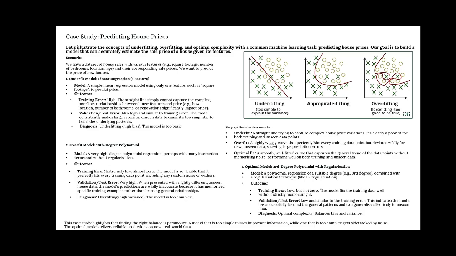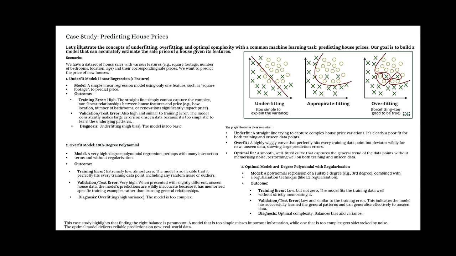In the optimal model, finally, we can see a third-degree polynomial with regularization. This model would have low training error and similarly low test error, showing it has generalized well. This ideal scenario is depicted in the middle image, appropriately, where the curve smoothly captures the general trend of the data without memorizing the noise. This case study shows that finding the right balance is everything. A model that is too simple misses key information, while one that is too complex gets lost in the noise.